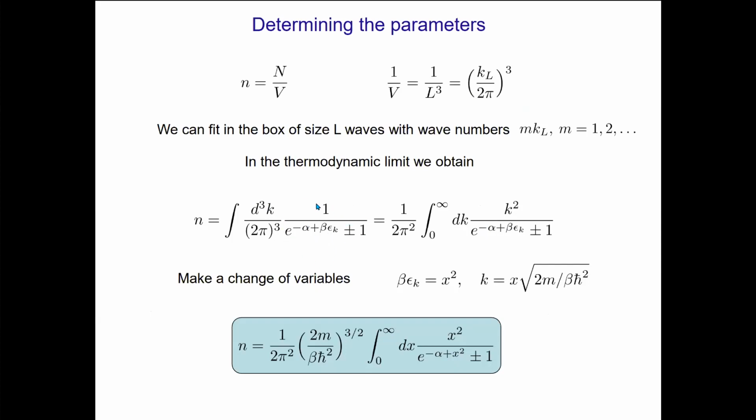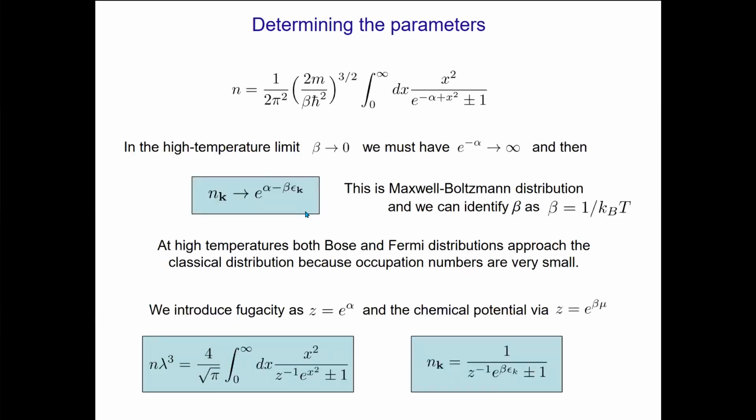We expect that when beta is small and exponential of minus alpha is large, then we can neglect this term, and the occupation numbers will go to the Maxwell-Boltzmann distribution. And this is exactly, it becomes exponential of alpha minus beta epsilon k. If you want to identify it with the Maxwell-Boltzmann distribution, we must choose beta to be 1 over kT. So at high temperatures, the Bose and Fermi distributions approach the classical distribution because occupation numbers become very small.